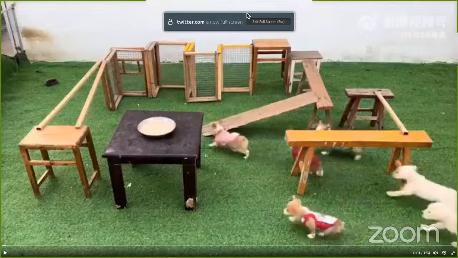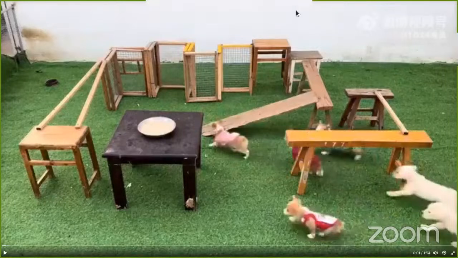Is my screen visible? Is this video visible?